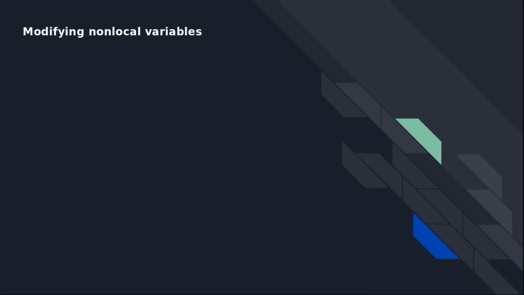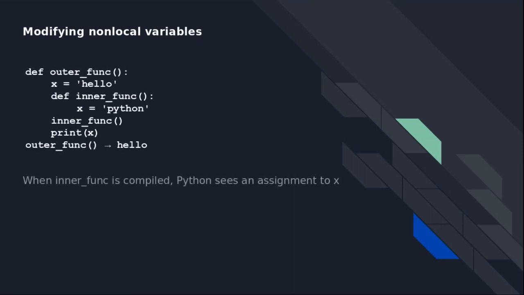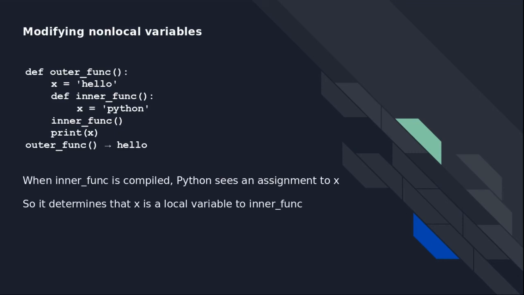Now let's look at the topic modifying non-local variables. In this example, when inner func is compiled, Python sees an assignment to x. So it determines x is a local variable to inner func. The variable x in inner func masks the variable x in outer func.